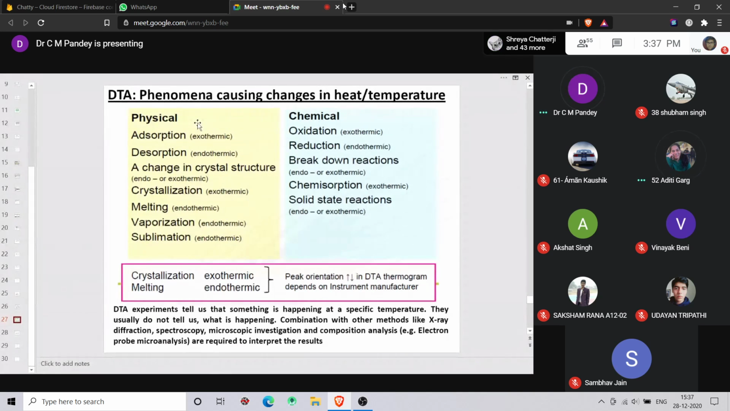Yes, sir. Yes, anyone? Do you want to add anything in this? How to determine the purity of a given sample?